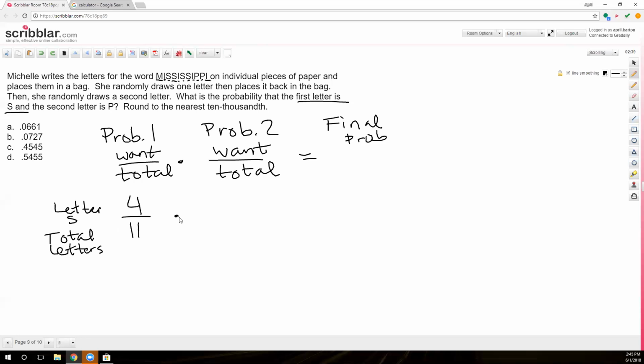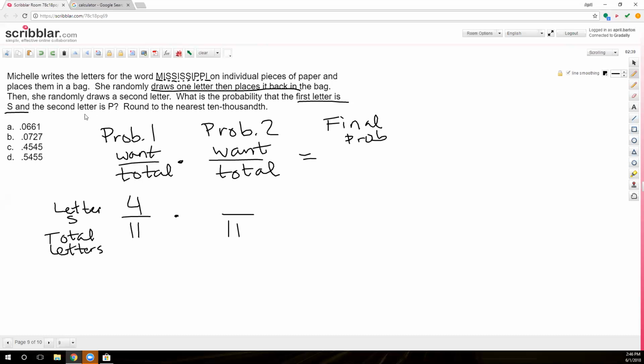So there's one other key thing it says in here. So she draws one letter and then places it back in the bag. That's super important. There's two types. There's one where you put it back in or one where you leave it out, and that actually affects the total. If we put it back in, we still have a total of 11. But if we picked one and then left it out, we would only have 10 letters left. So you have to watch for those words to know how it's going to affect that bottom number.